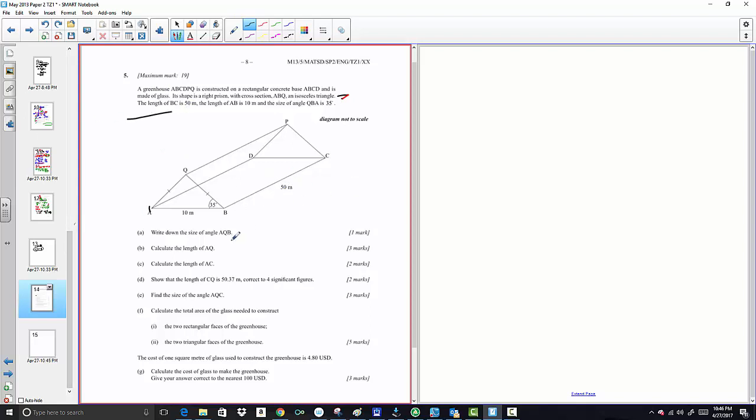Write down the size of the angle AQB. So they want to know from A to Q to B. All right, they want to figure out what this angle is. That's what they're asking for.